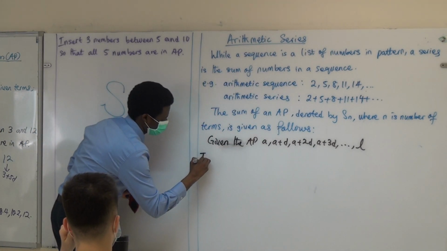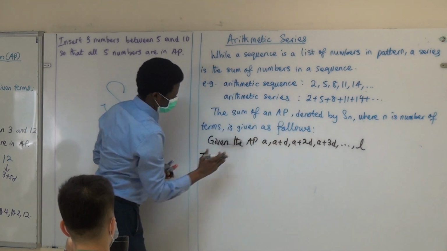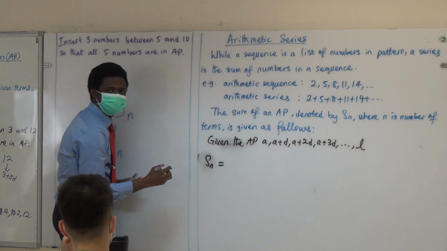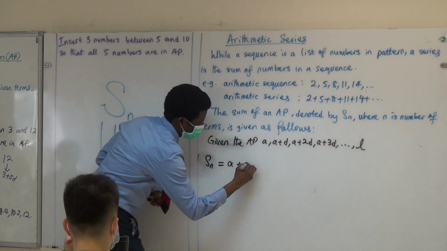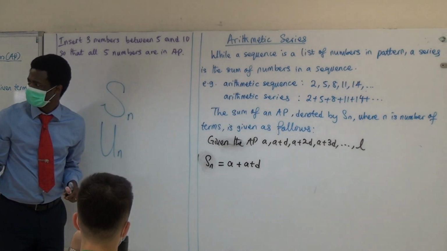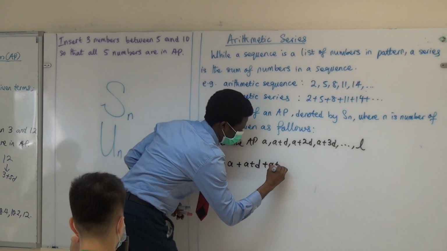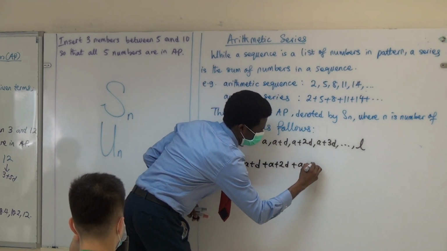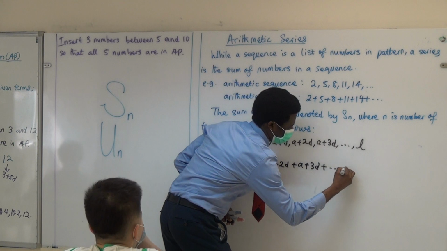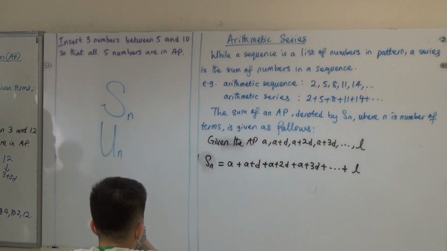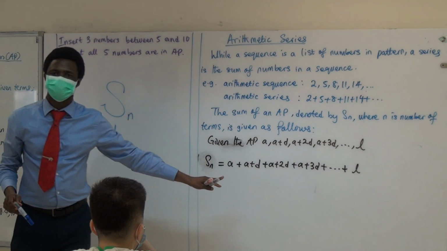Remember we already said Sn is the sum. So I'm just going to say Sn is equal to the terms added together: A, A plus D, A plus 2D, A plus 3D, and I will continue to add until I add L, the last term. Does this make sense so far?